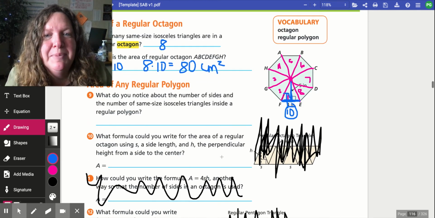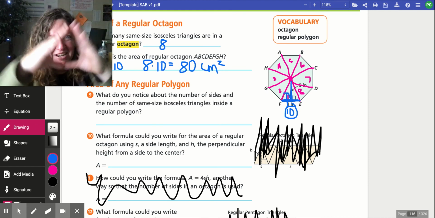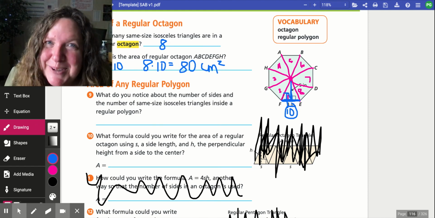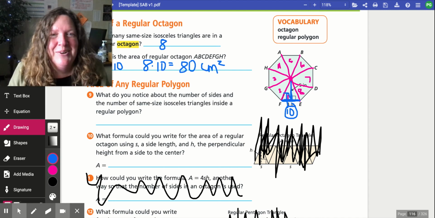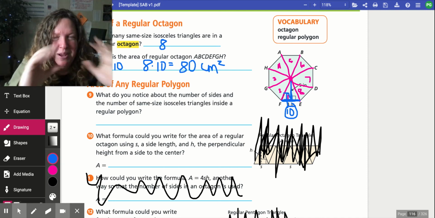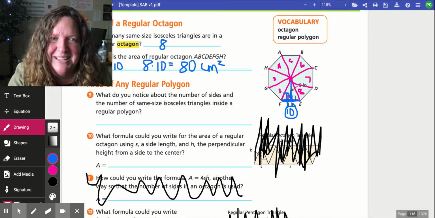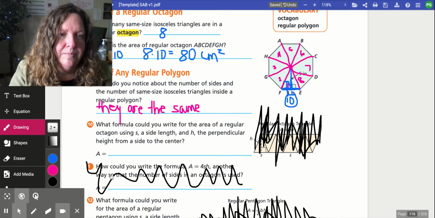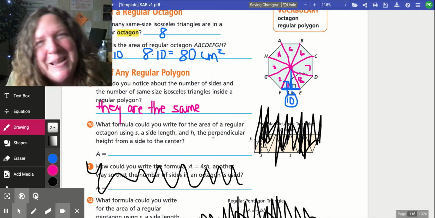Now, what do you notice about the number of sides and the number of isosceles triangles? We've talked about this a few times in this video. Write the answer down. What is that? The number of sides, how many triangles you get. Pause and write that down. Okay, of course, I hope you knew that.